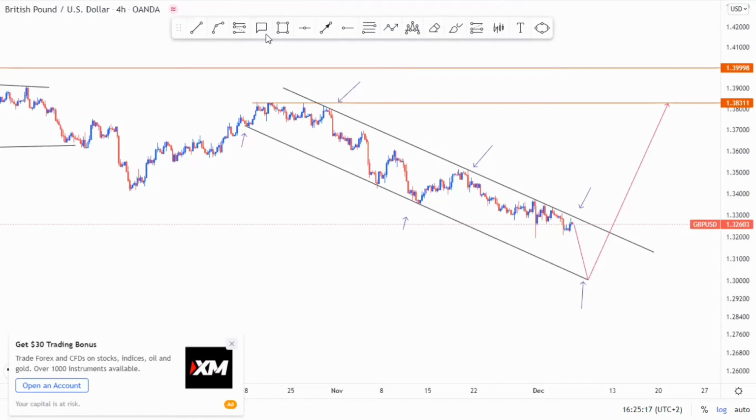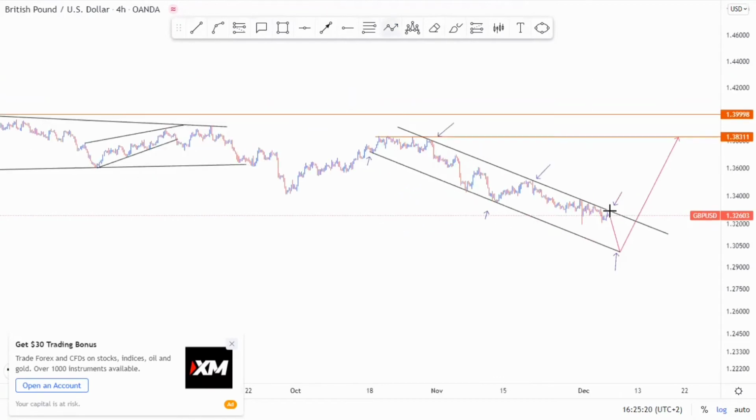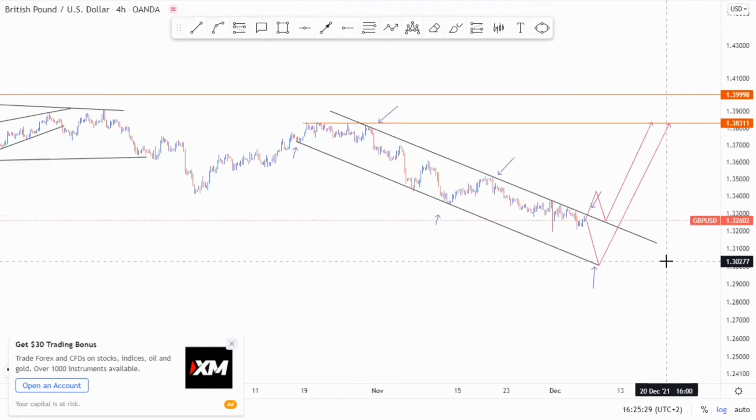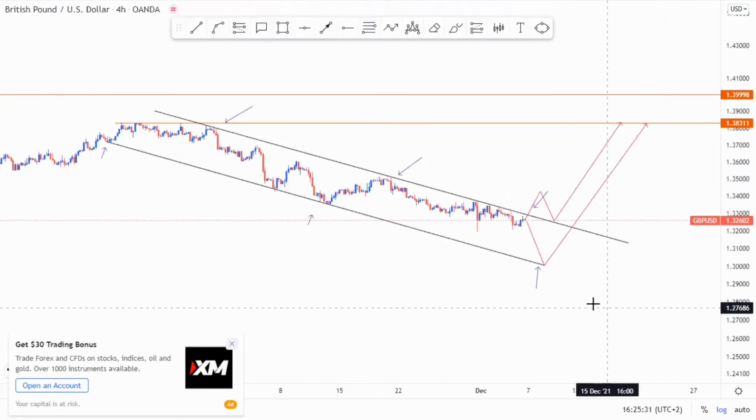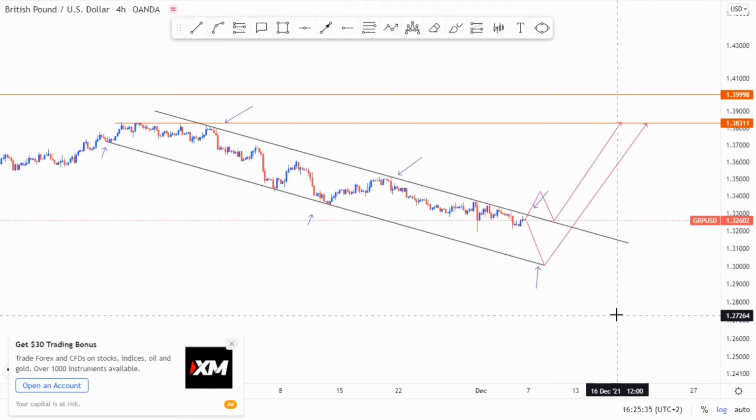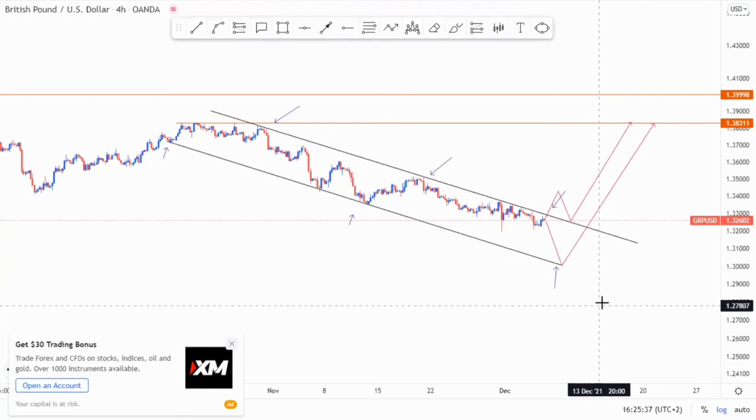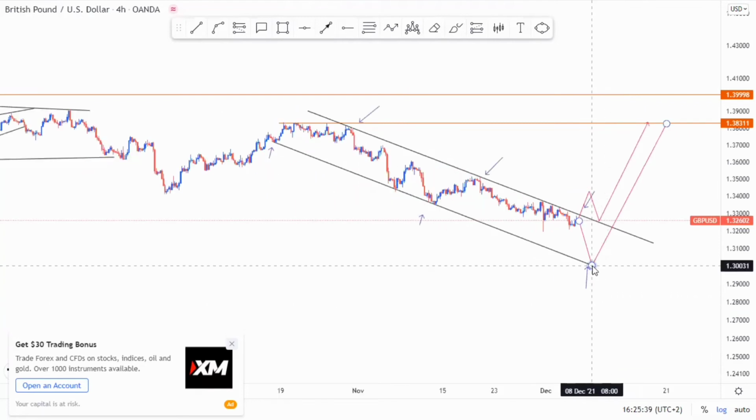But price can also do this. Just go up, retest, and go up. That's why you have to plan your trades accordingly. You have to plan your trades in which whatever plan plays out, you act on that plan.